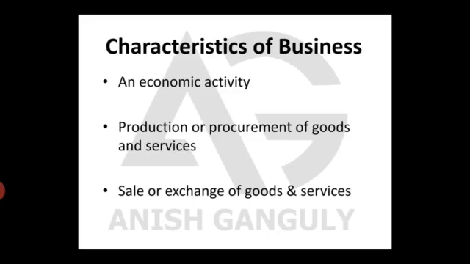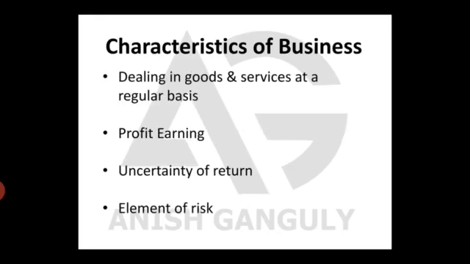Okay, so these are the first three characteristics, and business is an economic activity as it includes the exchange of money. It is the production and procurement of goods and services, which is provided as a seller or as a buyer, and the next is sale or exchange of goods and service. Now we will be moving to the next characteristics.